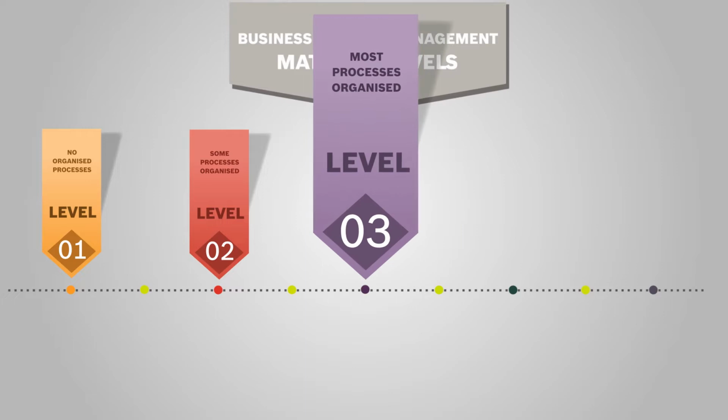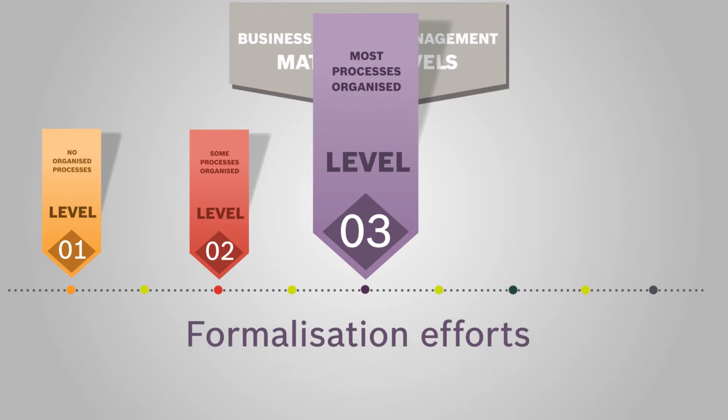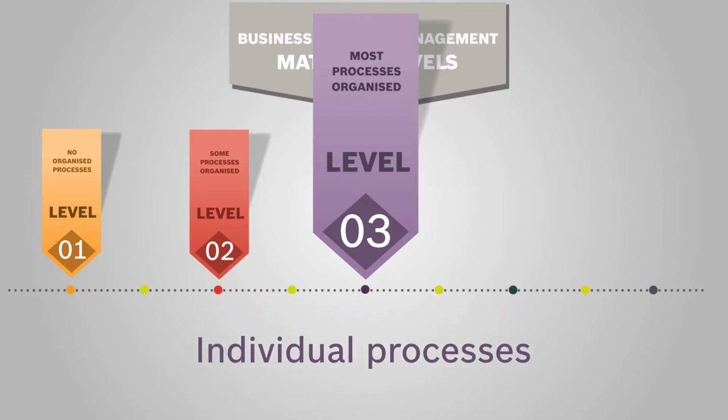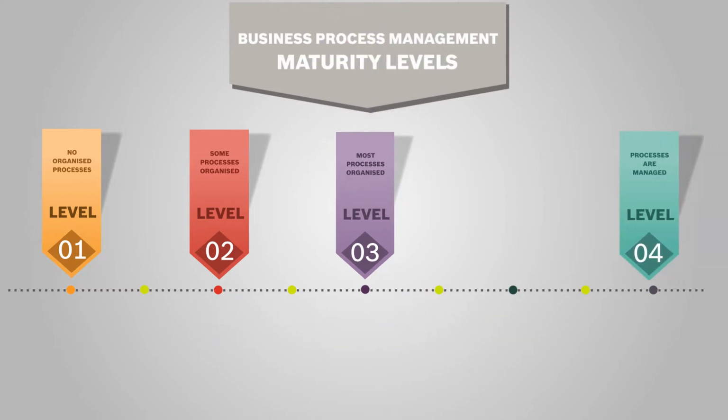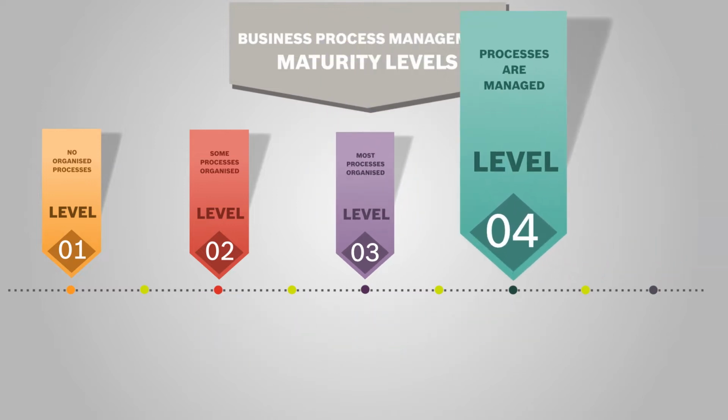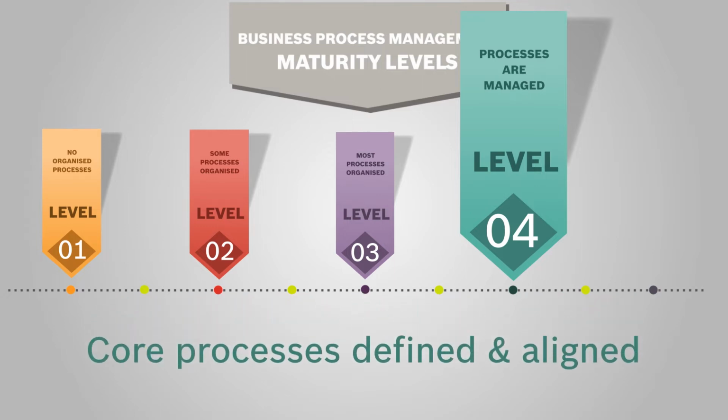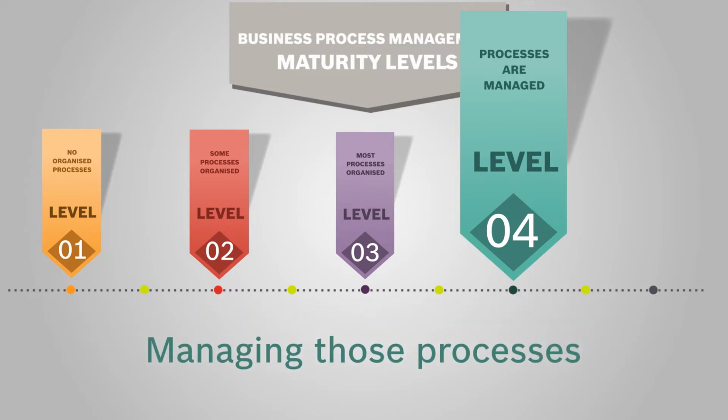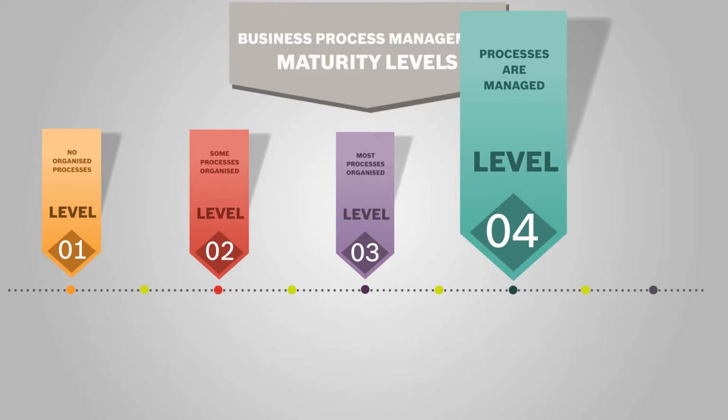Level 3 is where you find that most processes are organized. Institutions expand their formalization efforts and begin to organize individual processes into a larger system of processes. Level 4, processes are managed. Institutions have their core processes defined and aligned and are focused on managing those processes on a day-to-day basis.